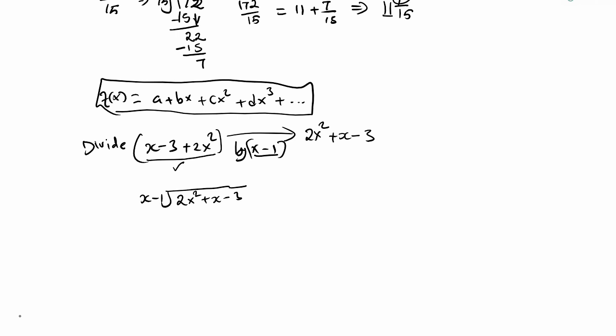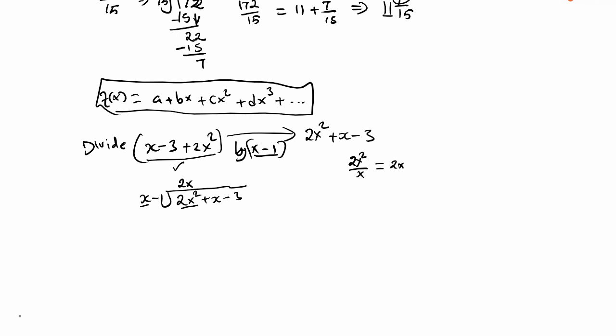We proceed as follows. We divide the first term of the dividend by the first term of the divisor. So the first term of the dividend is 2x squared here, and the first term of the divisor is x. So we take that 2x squared, we divide by x, and this gives 2x. Put the 2x on top or above the first term of the dividend. So we put 2x there. Alright.